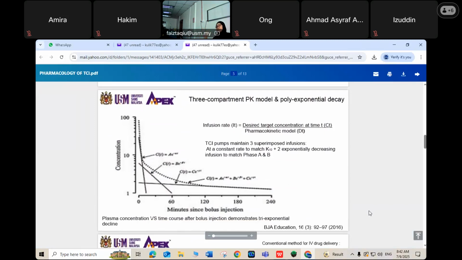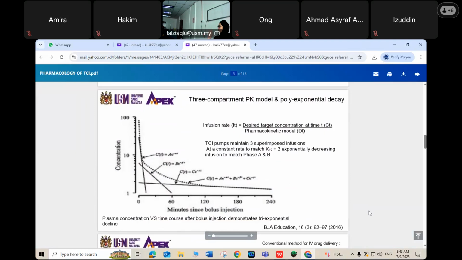Okay. The next one is the phase A and phase B. What is that? An exponentially decreasing infusion. So what is A and B? Distribution, redistribution. Yes, the redistribution phase and intercompartmental transfer. That B is the intercompartmental transfer. Okay. The C denotes the ongoing background elimination. That's why it is very slow. That one is not even considered in the maintenance part.